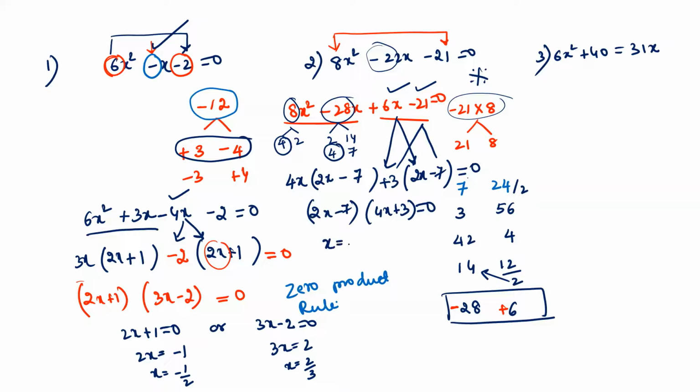Ma'am, x is equal to 2. No, 2x. You want to solve it or directly write? 2x minus 7 equal to 0. You know how to solve linear equations? Yes, ma'am. Then x is equal to 7 by 2, ma'am. Correct. Or what is the other value? Ma'am, 4x plus 3 is equal to 0. Okay, x is equal to 3 by 4, ma'am.